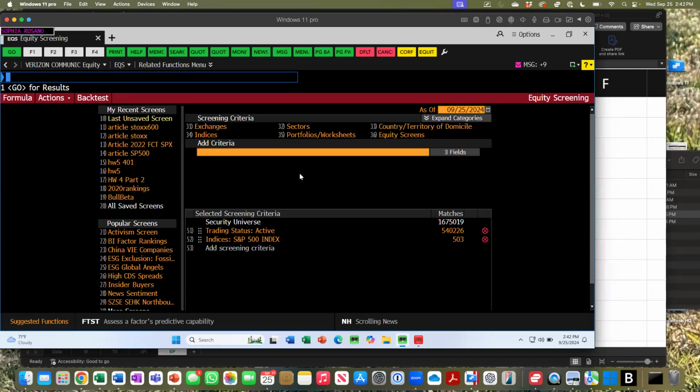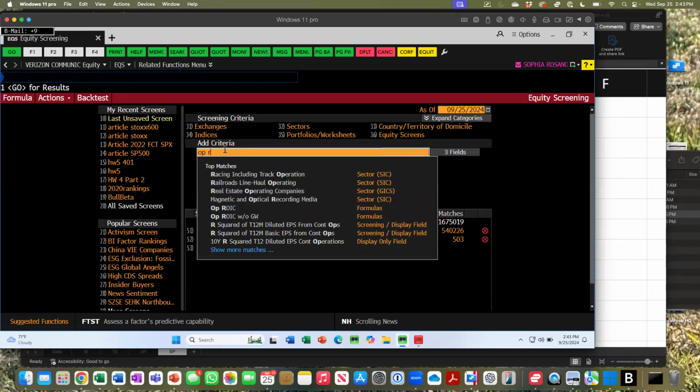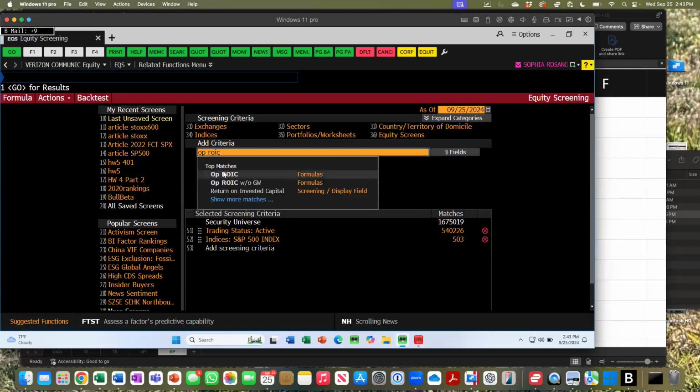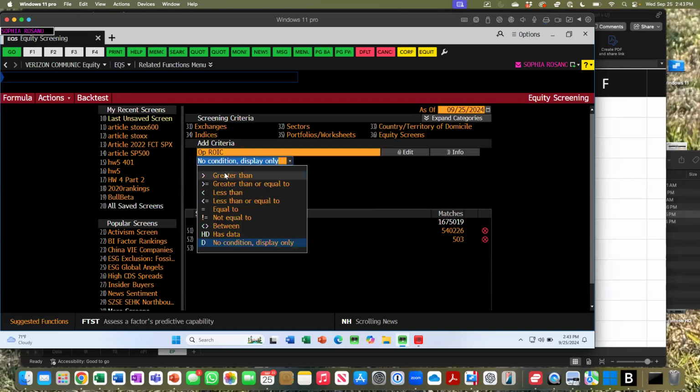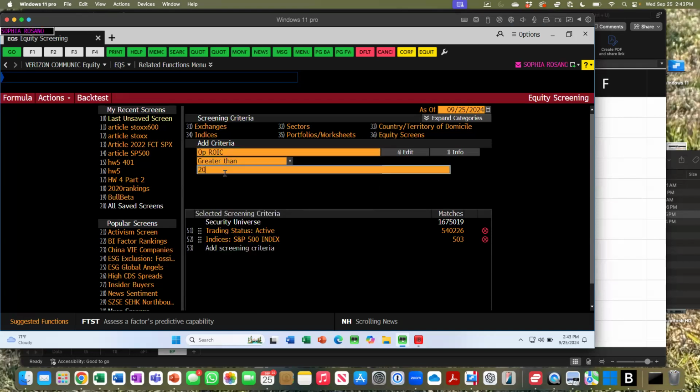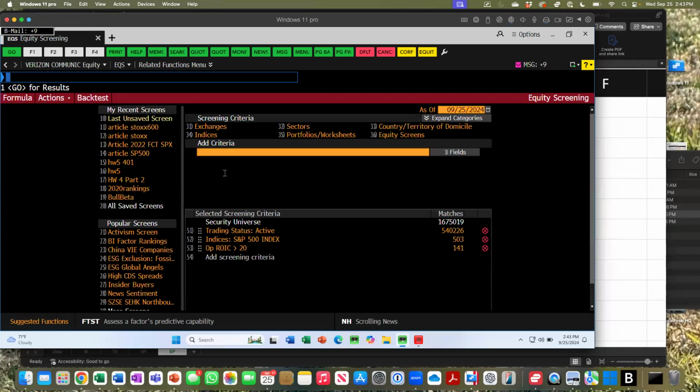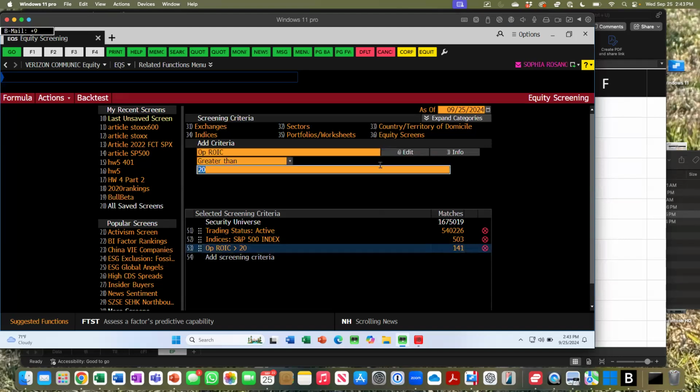Okay. Next, second criteria. This is the and. Companies with an op ROIC, custom formula, greater than 20, which is 20%. So of the 503 companies, 500 companies, 141 of them had an operating ROIC greater than 20% last year. Okay. So make sure you type this in correctly, greater than 20, not 0.20.